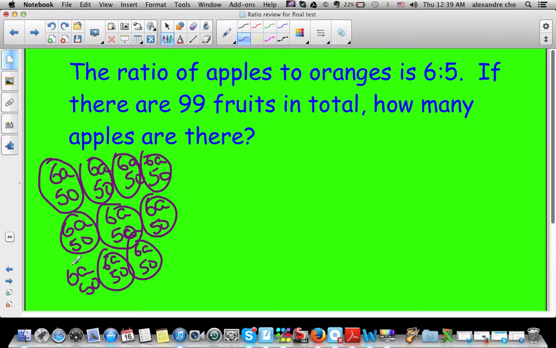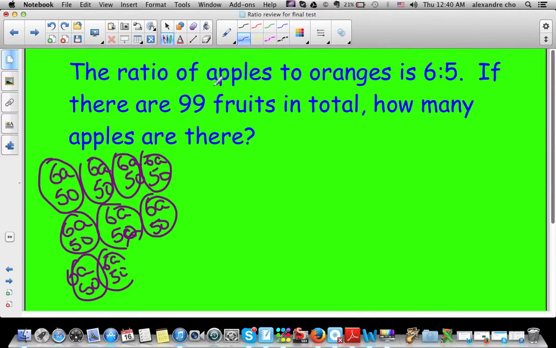Okay, I'm very close. I know each group is 11. Okay, so I need to do 1, 2, 3, 4, 5, 6, 7, 8, 9. Oh, okay, so I have more than enough. Should have stopped here, because now I have a total of 99 fruits. So because each group is 11, 11, 22, 33, 44, 55, 66, 77, 88, 99. There are my 99 fruits.